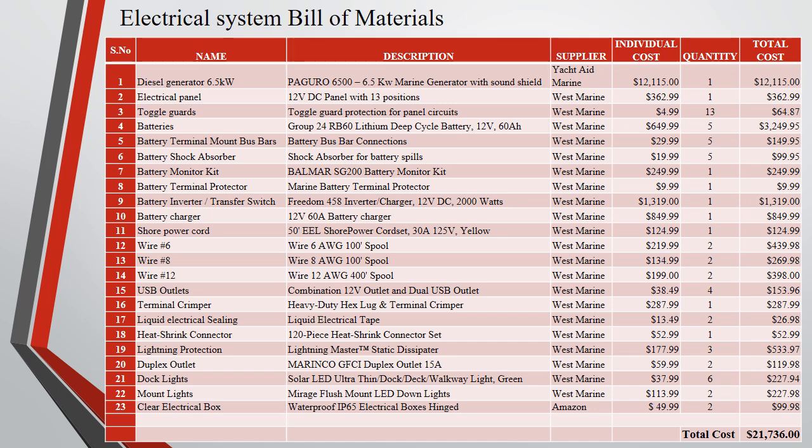The following bill of material for the electrical system was produced by Juan Alvarez, where we included the diesel generator down to an item as simple as an electrical box, with their supplier, their individual cost, the number of items needed, and their total cost. The total cost for this system came down to be approximately $21,000.